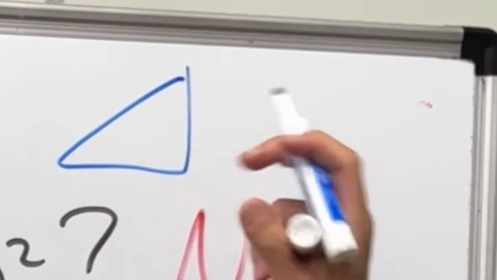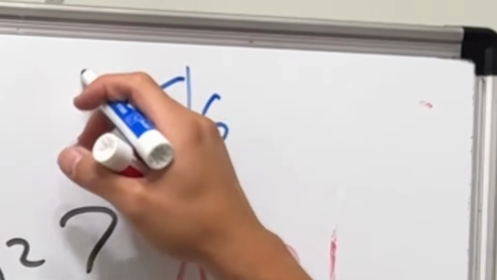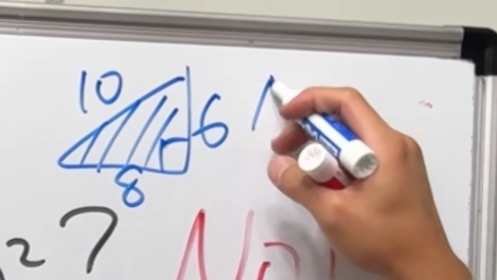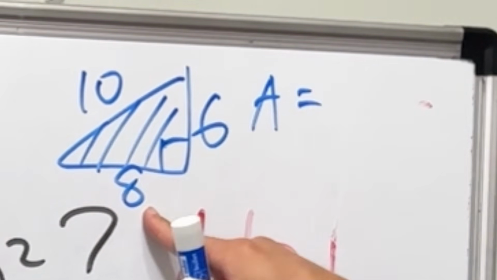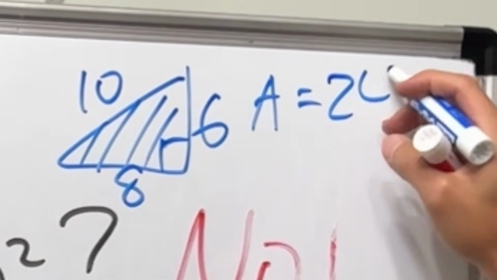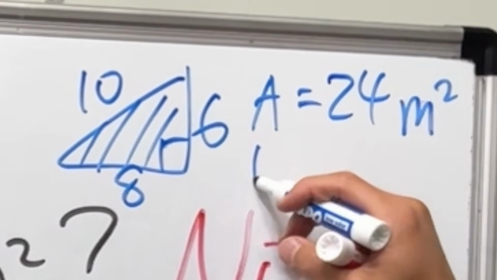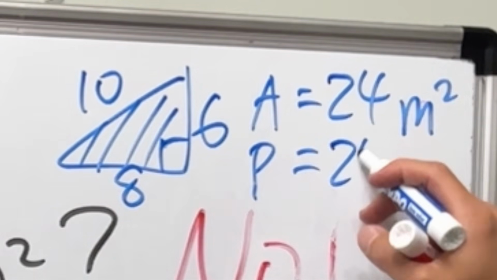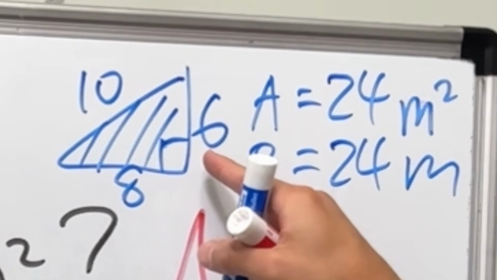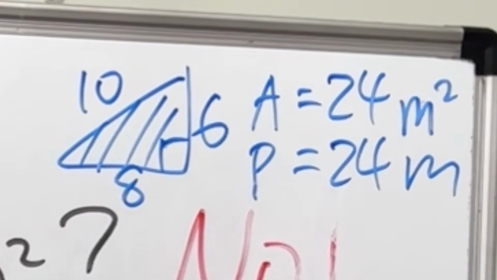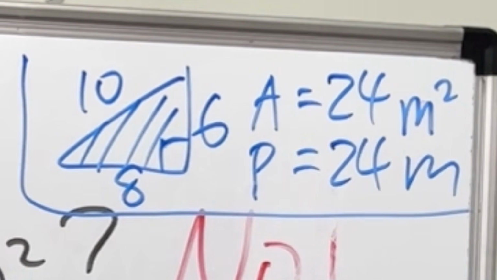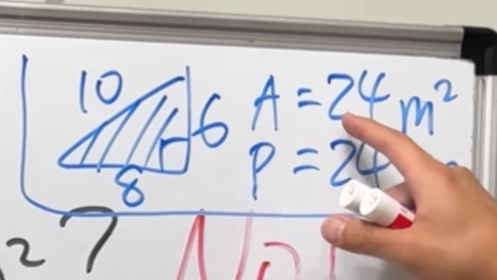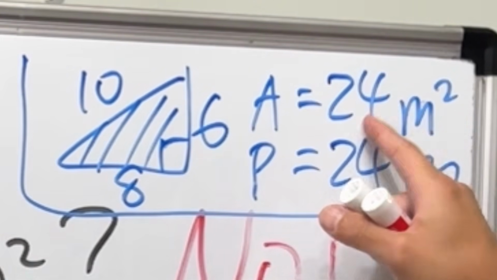If you have this triangle, 6, 8, and 10, the area is 6 times 8 divided by 2, which is 24 square meters, and the perimeter, 6 plus 8 plus 10, is 24 meters. This is just a straightforward triangle, but you can just double it. Can you think about more triangles? Maybe just stick with the right triangles, so that we have the same numerical value of the area and perimeter.